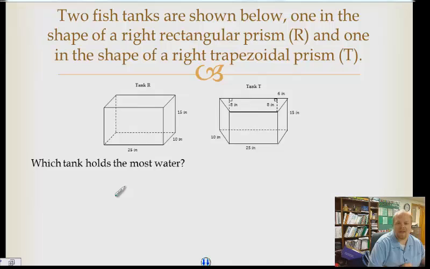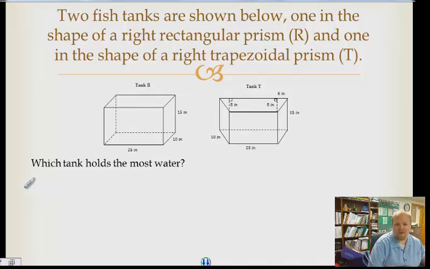We're still dealing with fish tanks. One is in the shape of a rectangular prism. We know it's rectangular because if you look at the base here, it is a rectangle. And the other one's in the shape of a trapezoid, so it's a trapezoidal prism. The first question we're going to talk about here today is which one holds more water. So I'm going to find the volume of both tanks, tank R and tank T. Let's start with tank R first.